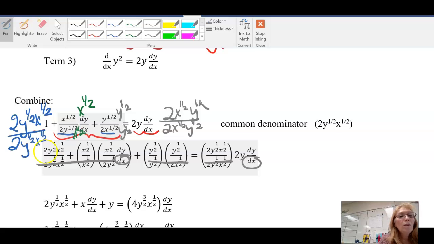So when we go here, we get 2y to the 1/2, x to the 1/2. Well, x to the 1/2 times x to the 1/2 is x. Y to the 1/2 times y to the 1/2 is y. Okay, now you have 2 y to the 1/2 plus y to the first. So 2 times 2 is 4. 1/2 plus 1 is 3/2, x to the 1/2.